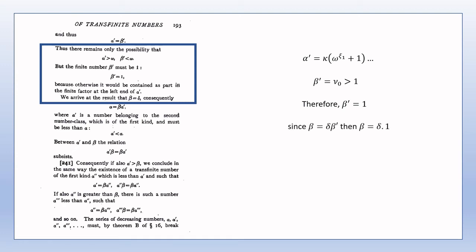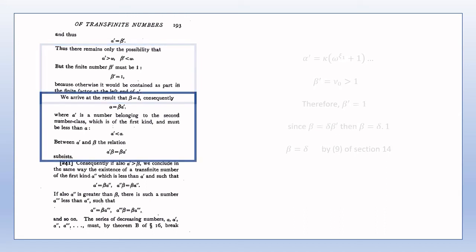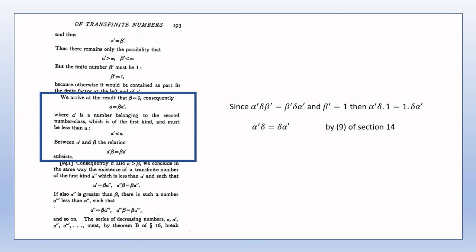And so, since beta is equal to delta times beta prime, then beta equals delta times 1, which by point 9 of section 14 gives beta equals delta. Since alpha prime delta beta prime is equal to beta prime delta alpha prime, and beta prime is equal to 1, then alpha prime delta times 1 is equal to 1 times delta alpha prime. And so, by point 9 of section 14, we have alpha prime delta is equal to delta alpha prime. And also, since beta equals delta, we therefore conclude that alpha prime beta is equal to beta alpha prime.